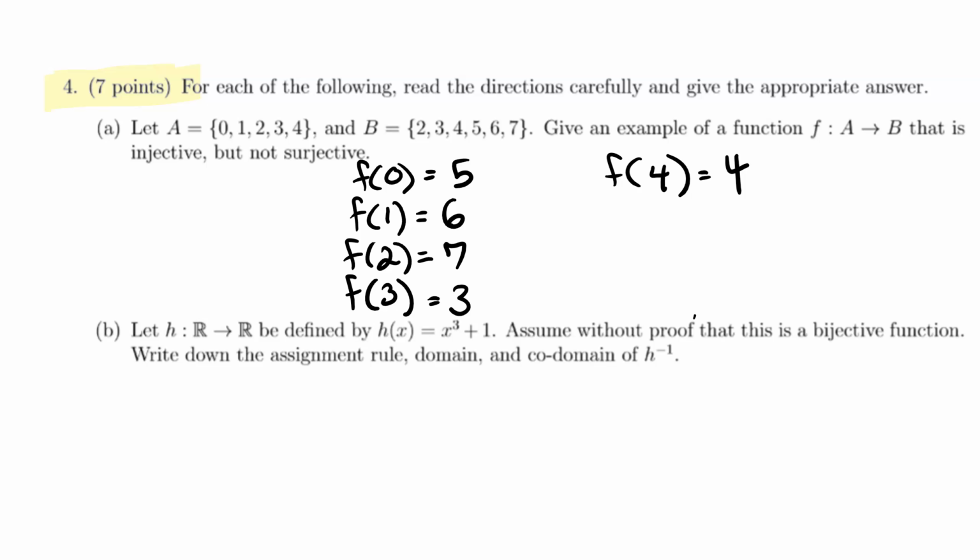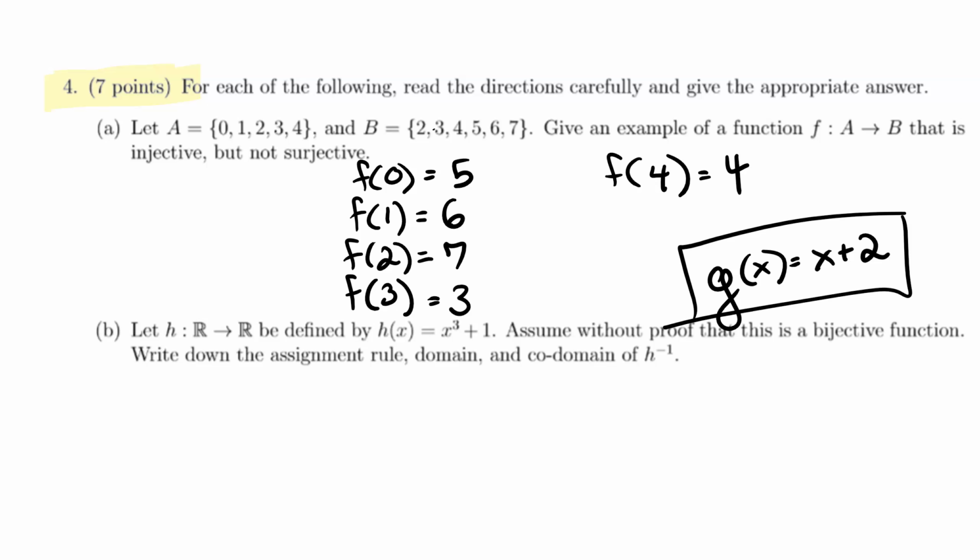Okay, you could have also said, say g of x equals x plus 2. Then 0 would have gone to 2, 1 would have gone to 3, 2 would have gone to 4, 3 to 5, 4 to 6, and then 7 would have been left alone. So either one is fine.